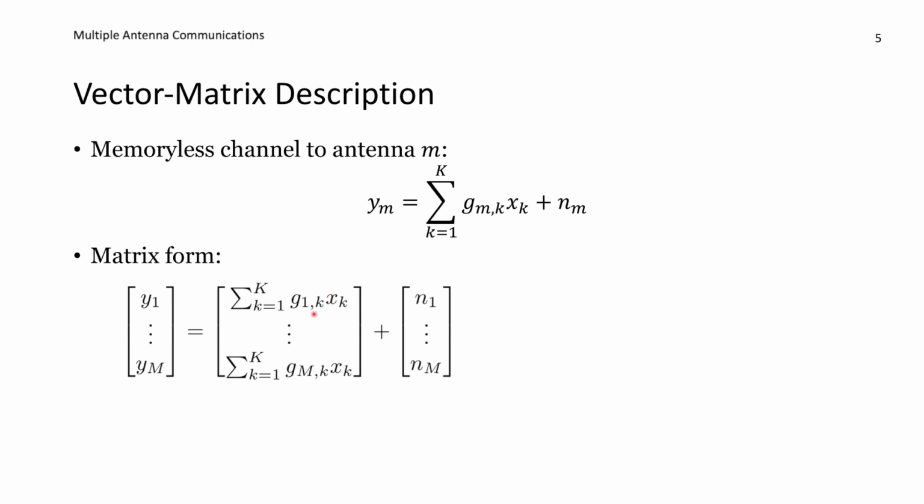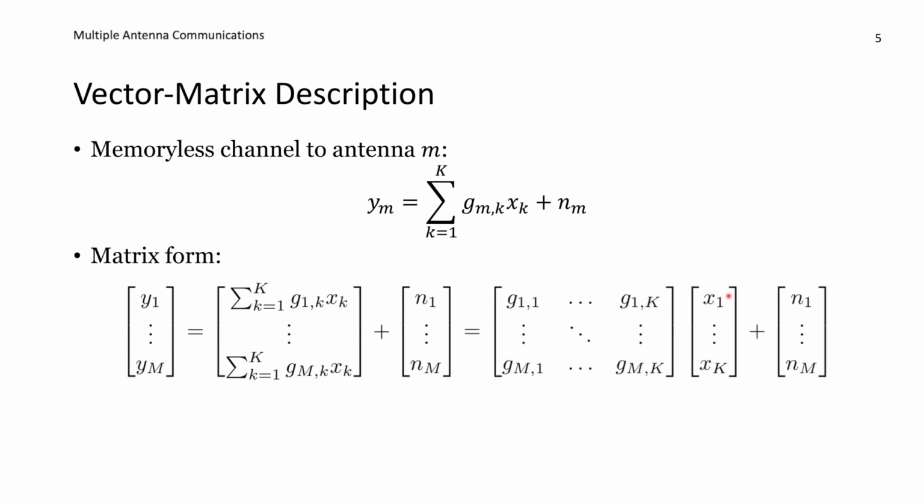We have different channel responses here, and we see that we have 1 down to capital M here. That is where the index of the receive antenna makes a difference, while everything else in this expression is the same on every row in this vector here. And then we add a vector with the noise, n1, n2 down to n capital M. And this summation here can also be written as a vector multiplication.